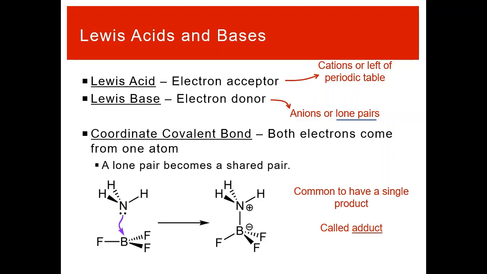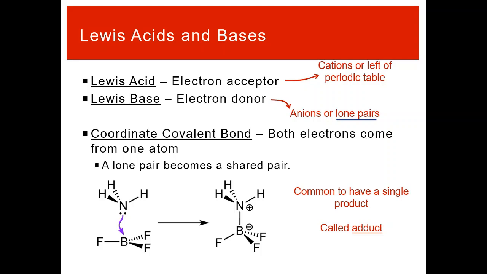This type of bond that you form is called a coordinate covalent bond. Anytime both electrons come from one atom, it's a coordinate covalent bond. Non-coordinate, true sharing covalent bonds would be where you share two electrons and each one comes from one of the two atoms joined in the bond. And so it usually corresponds to a lone pair becoming a shared pair.